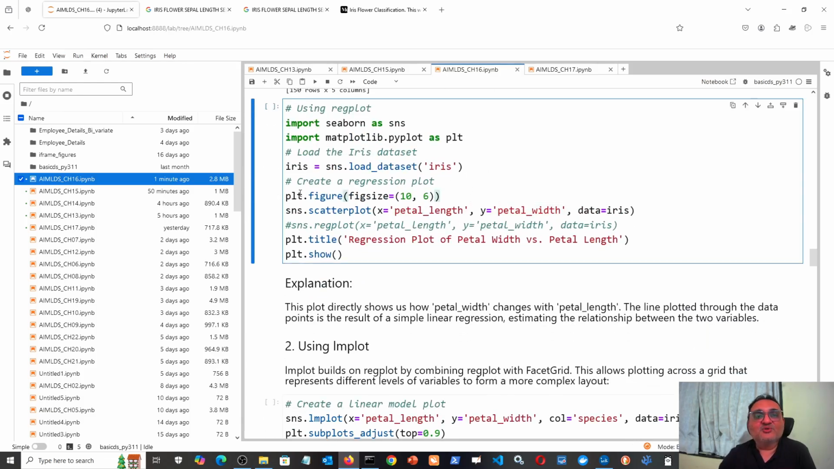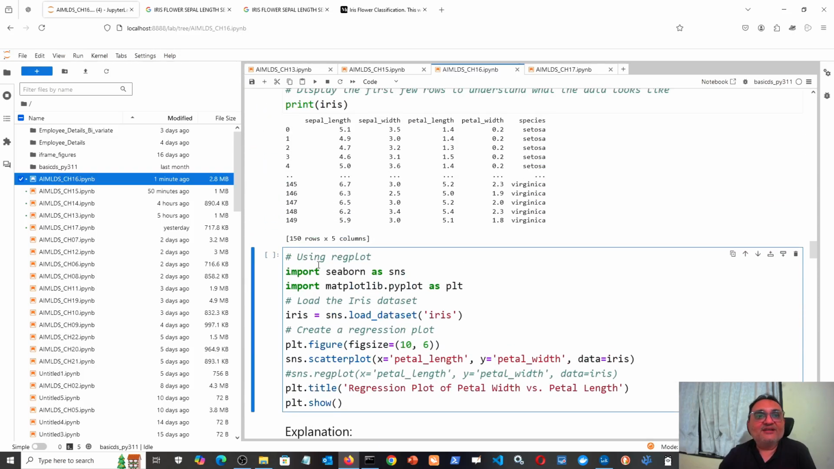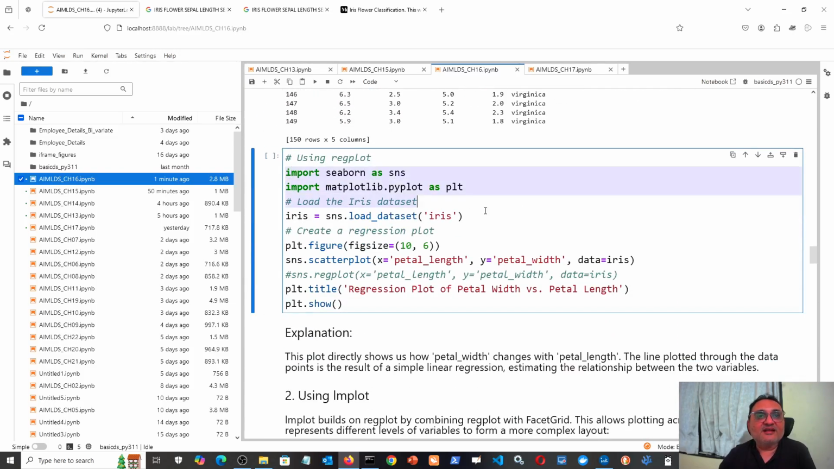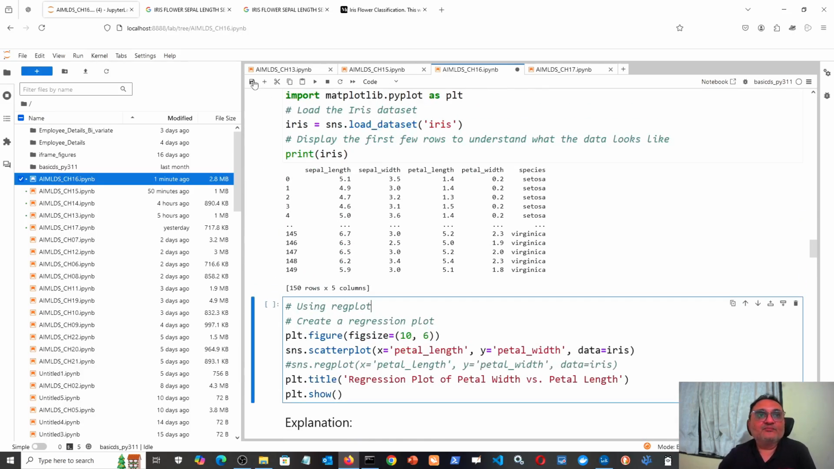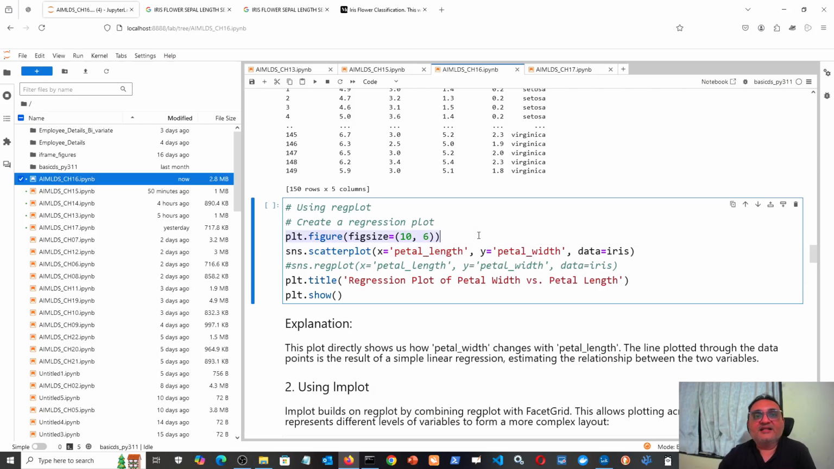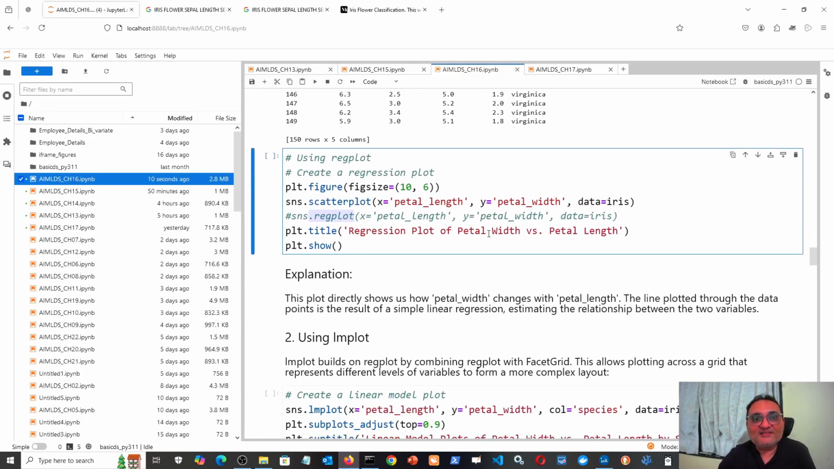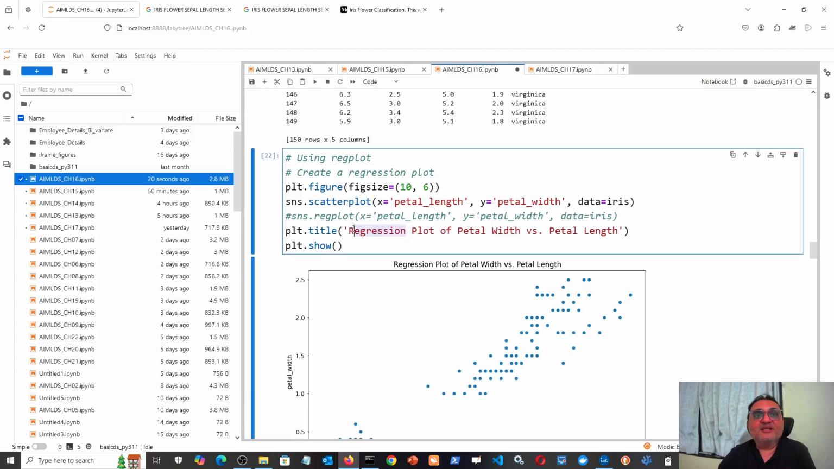The rest of the things are our usual steps: we load the iris dataset, and these steps are getting repeated because up to loading we have already done them. Then we decide the figure size, then we plot sns.scatterplot. Again, our aim is to learn about regplot, but we want to understand what regression is first, and therefore I am plotting a scatter plot. So it will not be a regression plot. First I should modify this, so that it is a scatter plot of petal width versus petal length.